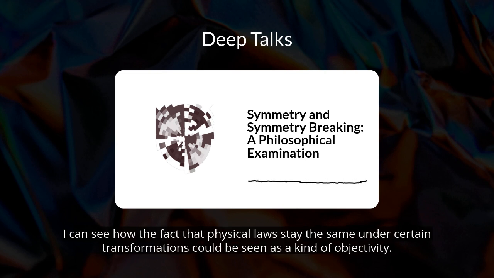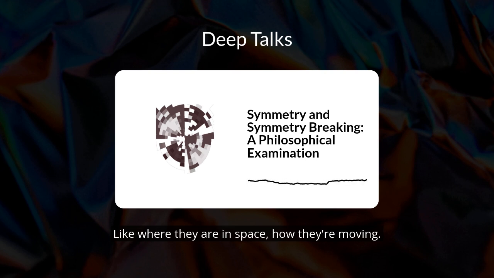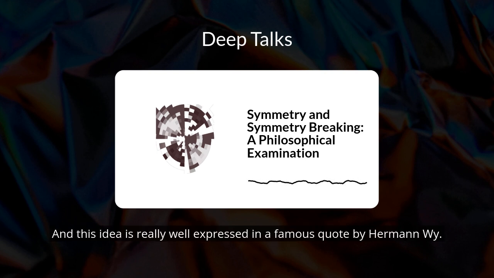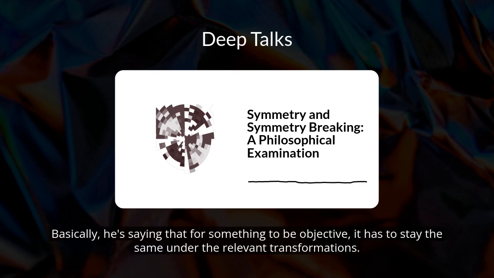I can see how the fact that physical laws stay the same under certain transformations could be seen as a kind of objectivity. You know what I mean? It means those laws are true no matter the observer's perspective, like where they are in space, how they're moving. Exactly. And this idea is really well expressed in a famous quote by Herman Weyl. He said, "Objectivity means invariance with respect to the group of automorphisms." Basically, he's saying that for something to be objective, it has to stay the same under the relevant transformations.